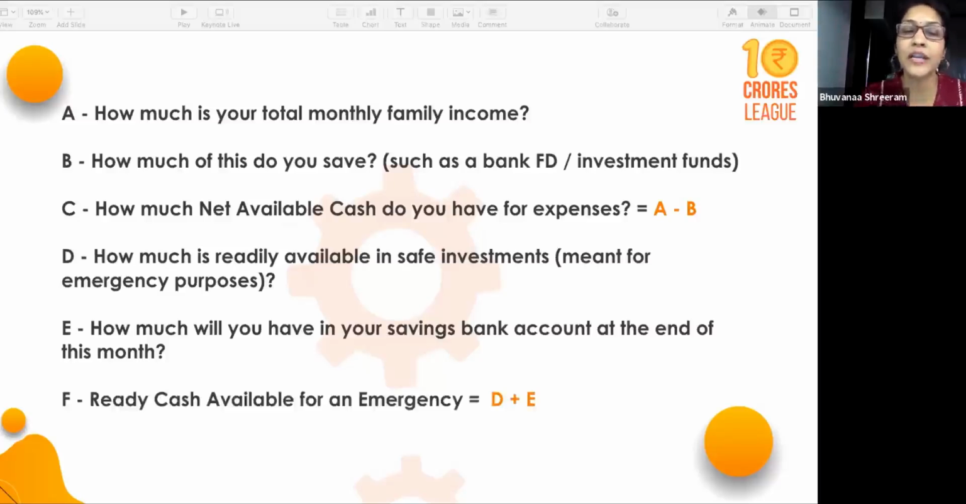So how much ready cash will be available for an emergency? In case of an emergency, how much ready cash? The money that you put away already over the years and the money that you will have at the end of this month after your expenses. So just put these two things together. D plus E should give you a number that's called ready cash available for an emergency. How much is ready cash available for emergency?